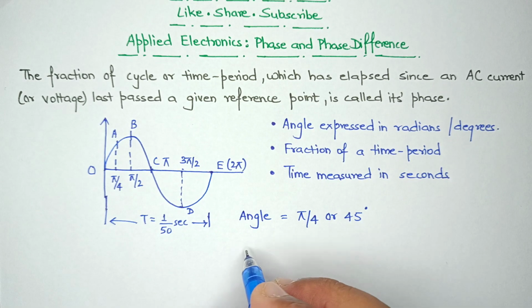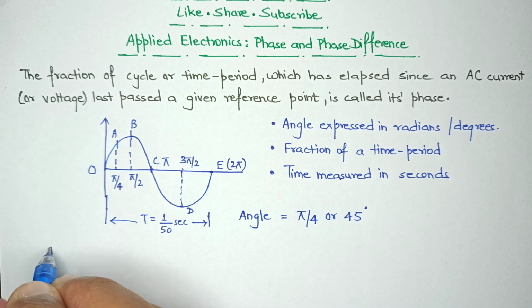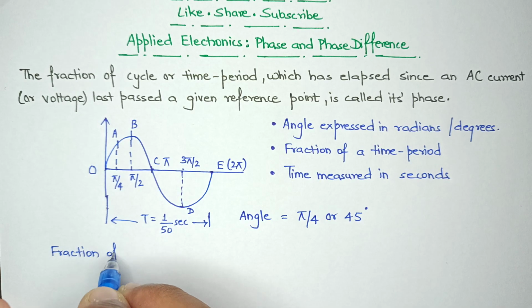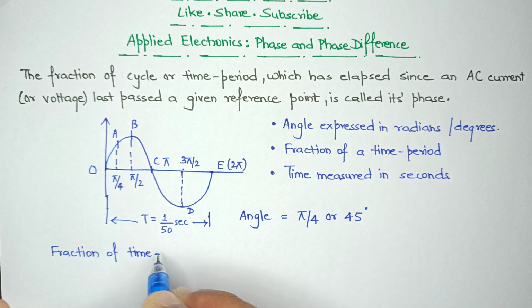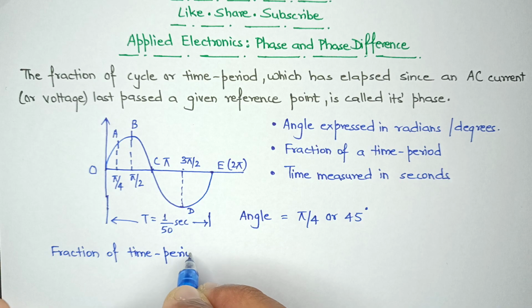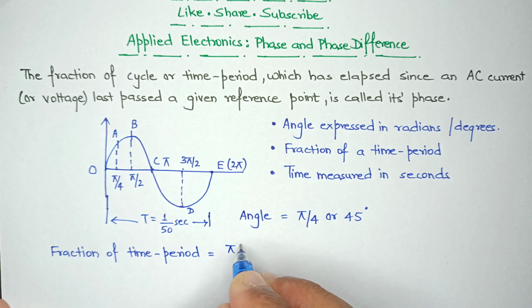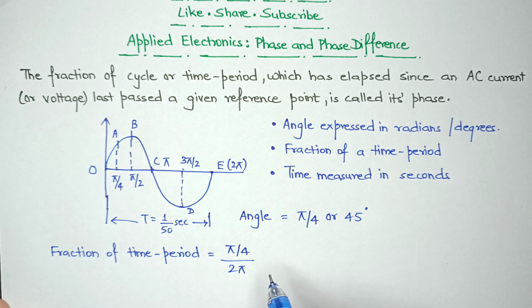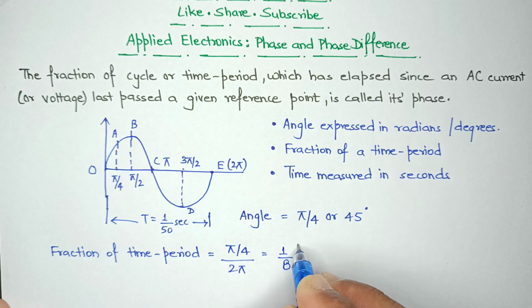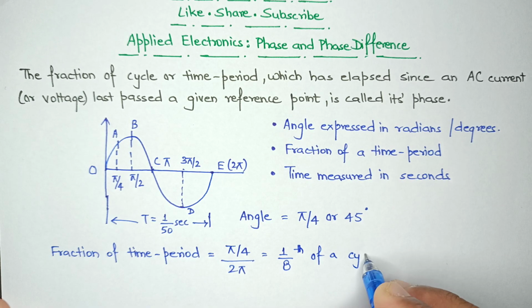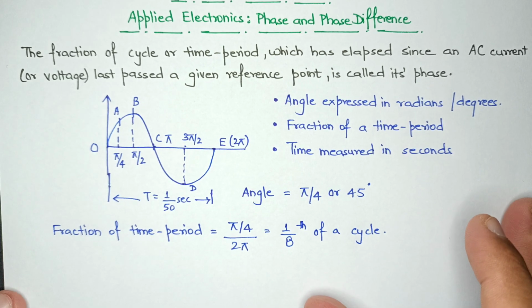Now if I want to represent this as a fraction of the time period, the elapsed part is pi by 4 and the total is 2 pi. When you solve this, the answer you get is 1/8 of a cycle.